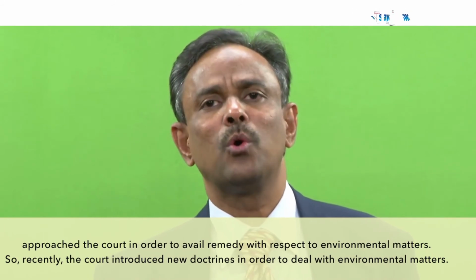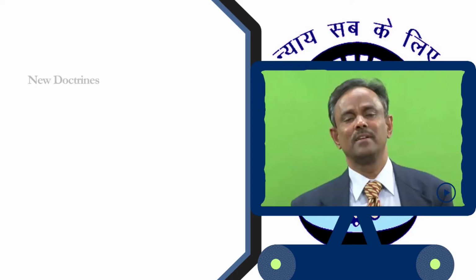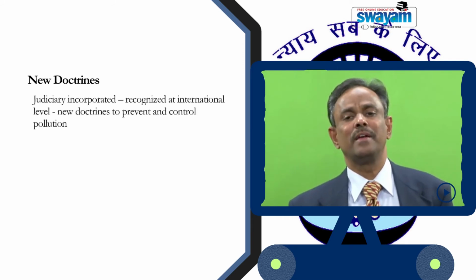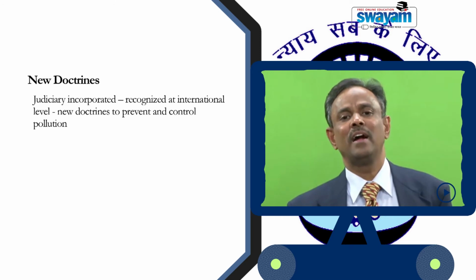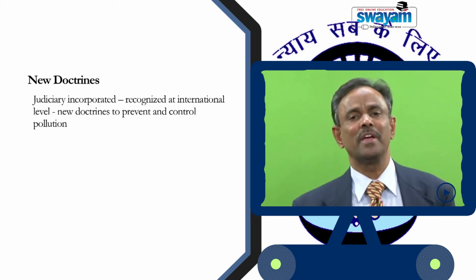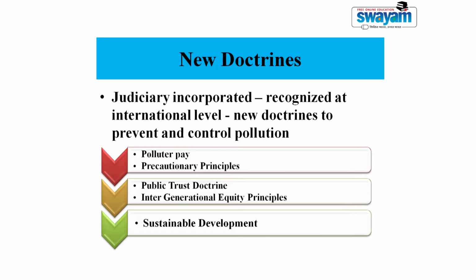Recently the court introduced new doctrines in order to deal with environmental matters. These doctrines are recognized at the international level. The same doctrines were incorporated in India by the judiciary to prevent and control environmental pollution. The most important doctrines are polluter pays: a person causing pollution has to pay damages to remove such pollution. And every person starting any industry, project or plan has to follow the precautionary principle.